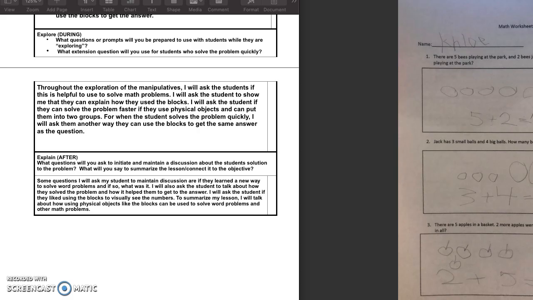To summarize my lesson, I will talk about how my student used physical objects like the blocks and how they can be used to solve word problems and other math problems.